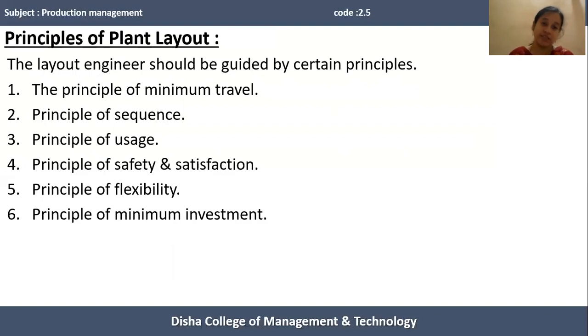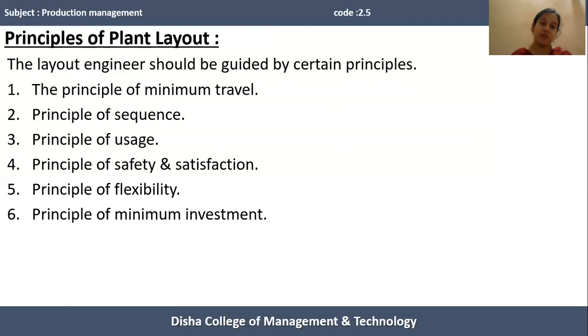Next comes the principle of flexibility. He should arrange the machines in such a manner that they have the capability of further change. So in case of any requirement, the firm is able to change the set of machines, so that they are able to produce goods in an effective and efficient way.